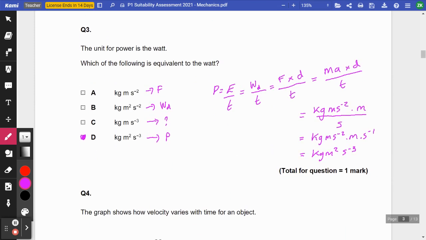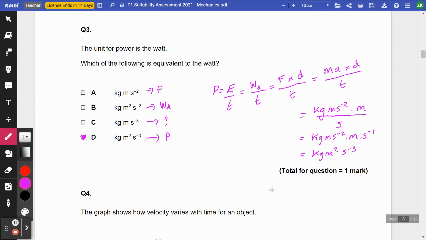Question 3, the unit for power is the watt. Okay, so power we know is energy divided by time. So standard units. If you forgot what energy was in standard units, energy, remember, is work done, which is force times distance. And if you forgot what the standard unit for force was, then force is mass times acceleration. So here we've got mass times acceleration times distance divided by time. That's if you forgot what energy was in standard units or force was in standard units.